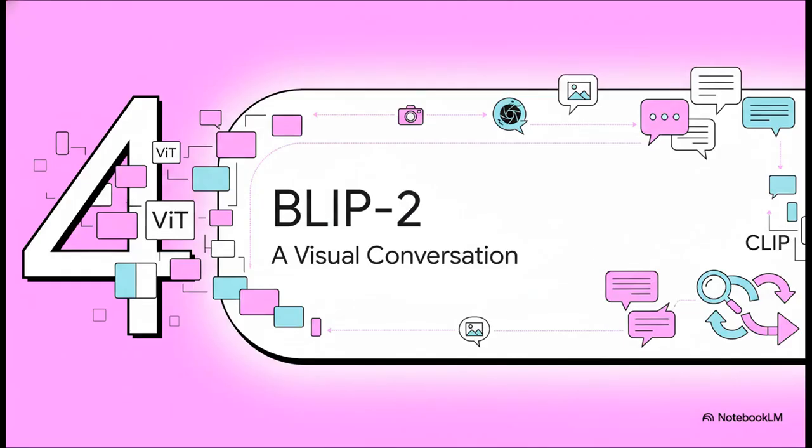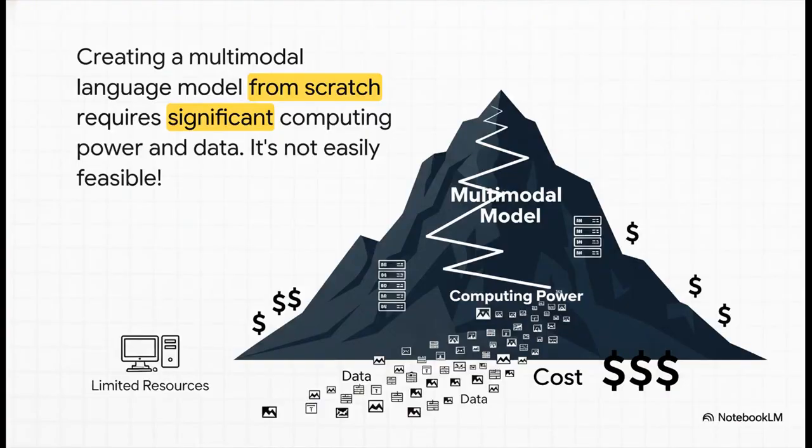All right, so we have our building blocks. We have ViT to see images, and we have CLIP to connect that vision to the meaning of text. The next logical step is to put these together to create an AI that can actually have a conversation with you about a picture. And that brings us to a really clever architecture called BLIP-2. Now here's the problem. If you wanted to train a massive, generative, multimodal model from the ground up, well, good luck. It's incredibly expensive, it requires billions of image-text pairs, and just an astronomical amount of computing power. It's just not practical for most people.